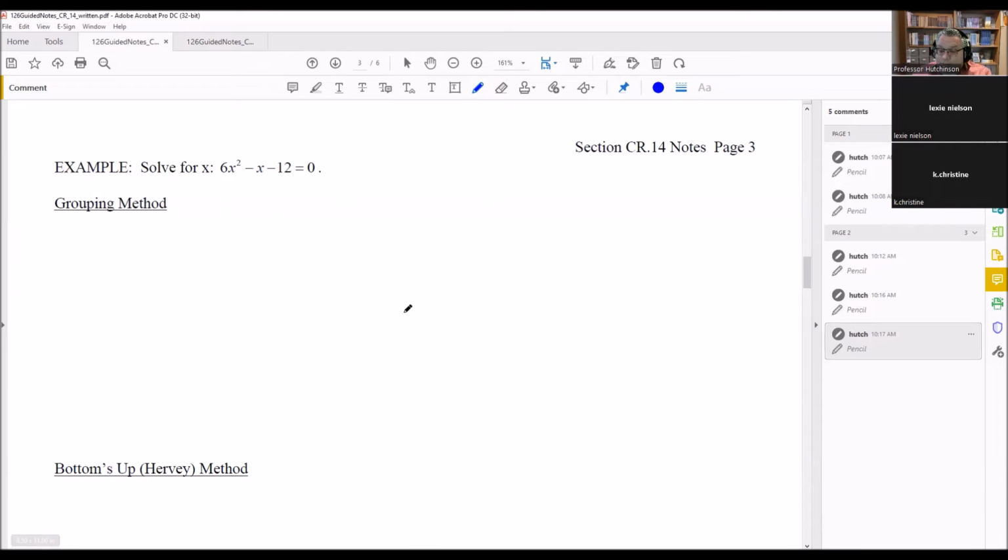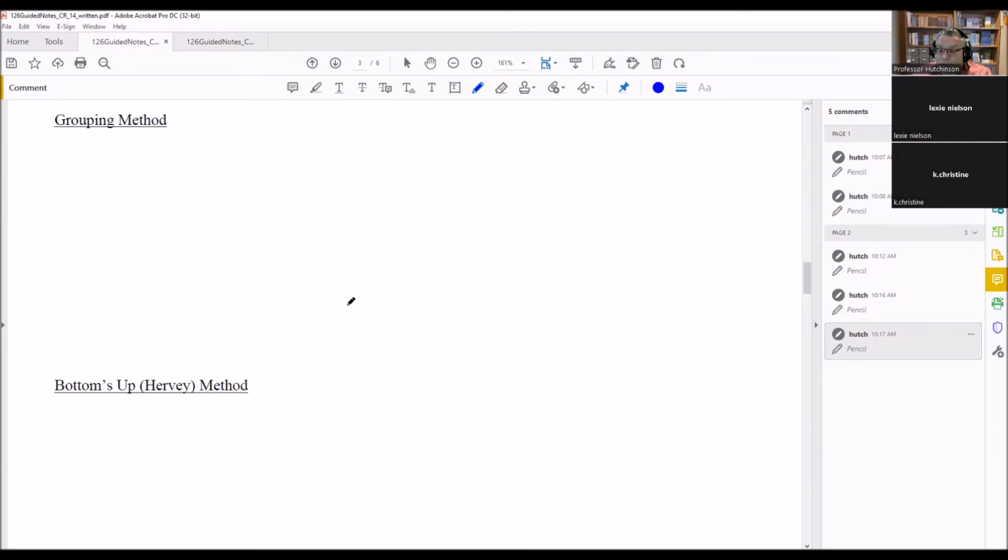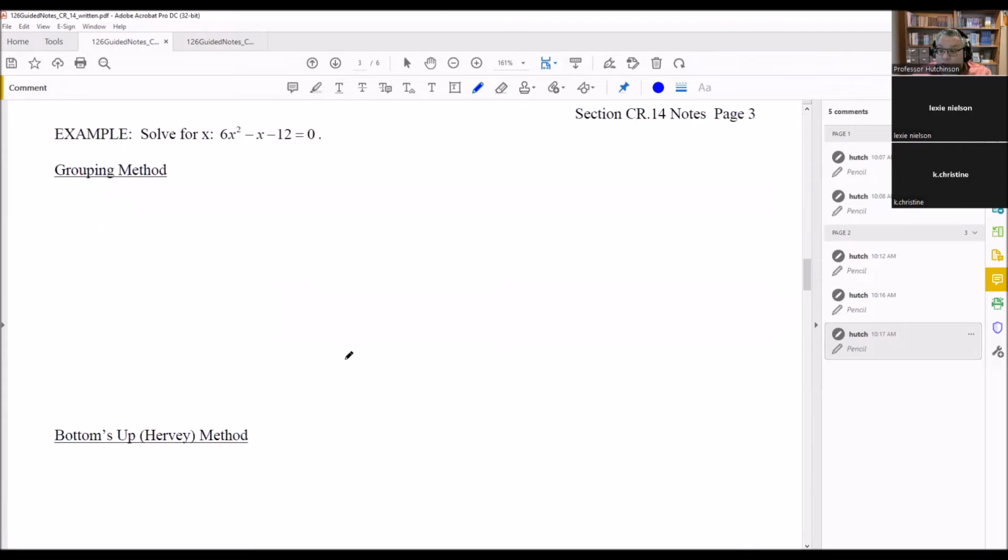So for this, we've got a grouping method, and we have the bottoms up, also called the Curvy method, depending on which class you might have had this in previously. But in order to do this by the grouping method, this is sometimes also called the AC method, depending on where you might have learned this. Maybe you learned it in high school. They use the AC method also. The way you're going to do this is you're going to take the first term.